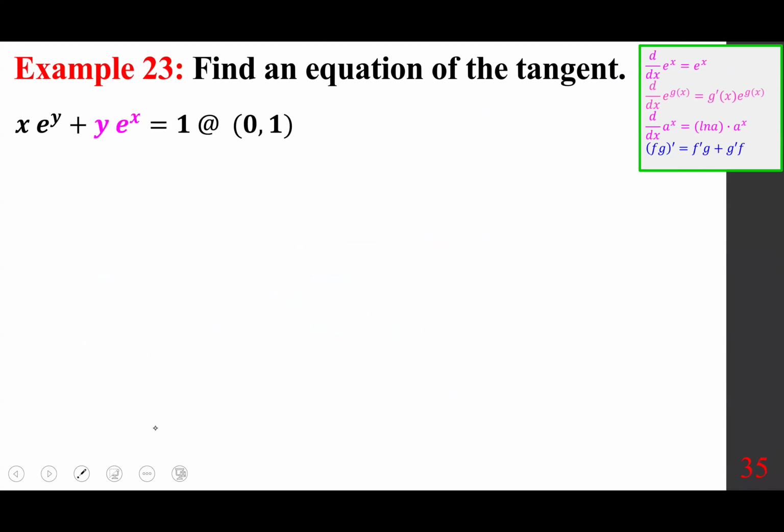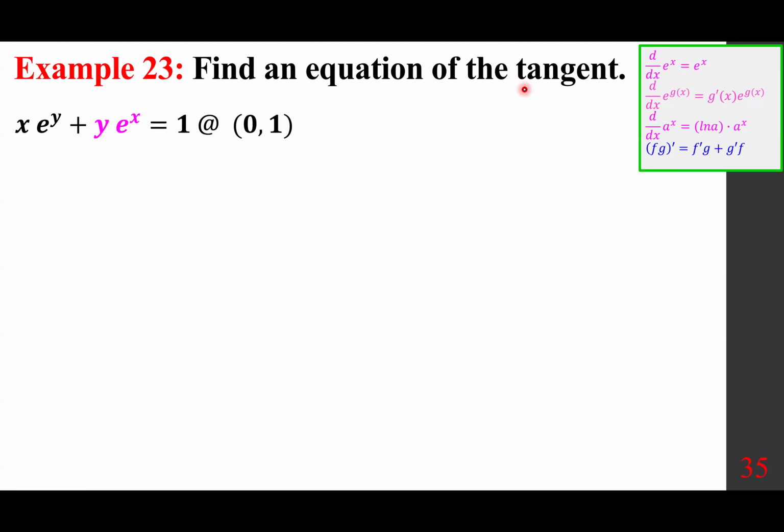Find an equation of the tangent line for this relation or function, x e to the power of y plus y e to the power of x equals 1, at (0, 1). Recall, when we want to come up with an equation of any line, we need two things: the slope and the point. The point is given, so we need the slope.